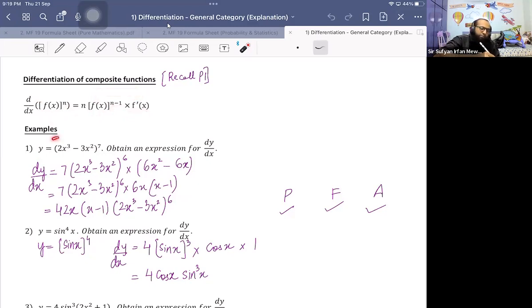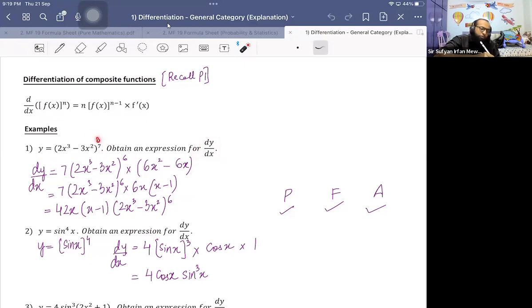So if you check out the example, which is the same as that we used to do in AS as well. If it's (2x cubed minus 3x squared) to the power of 7, and we are told to differentiate this. Now how can we do that?